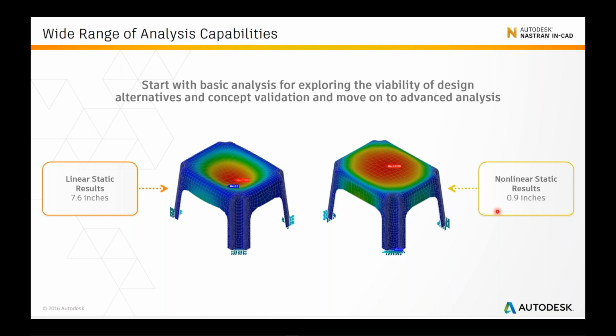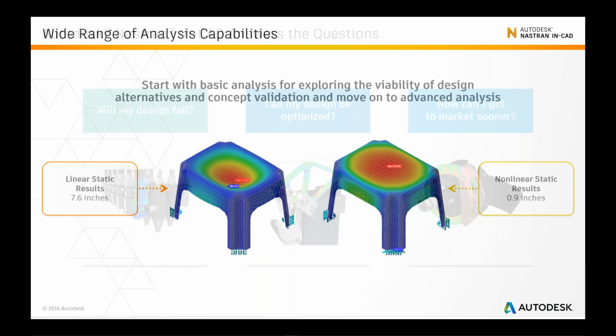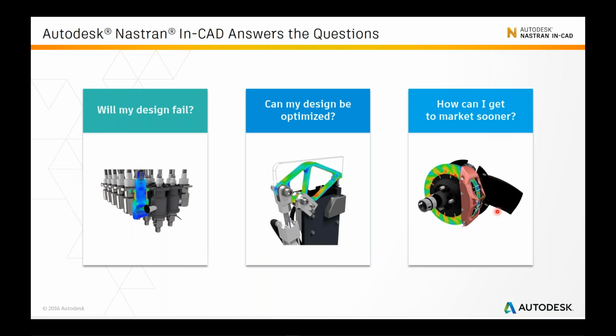So when it comes to thin-wall components, could be pressure vessels, could be sheet metal components, non-linear static analysis is the best way of performing analysis and taking the response from the geometry and material, how it reacts. These are some of the questions that Nastran In-CAD can answer when a designer or engineer is working on a design.